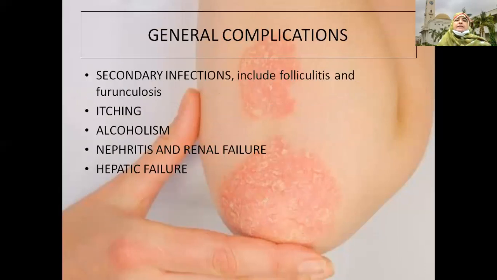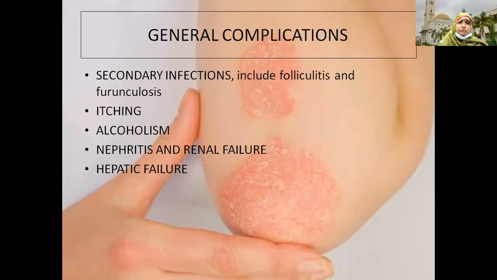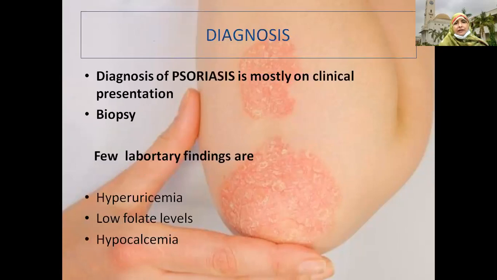Then, as I told you, this disease is associated with many metabolic conditions like hyperlipidemia, hypertension, diabetes mellitus, metabolic syndrome, ischemic heart disease, obesity, of course, which aggravates it, gout, and inflammatory bowel disease, and can lead to general complications with systemic implications like secondary infections, itching, alcoholism because of stress and the disease itself, as well as the different modalities of treatment, which can lead to nephritis and even renal or hepatic failure.